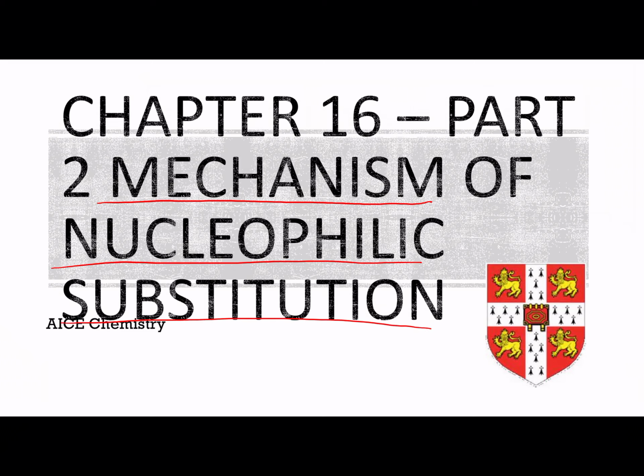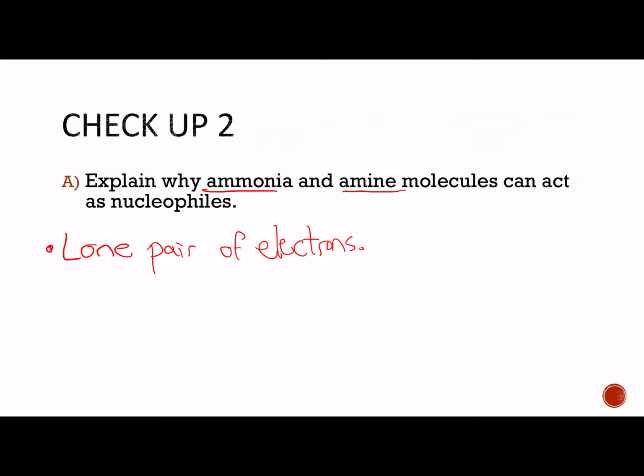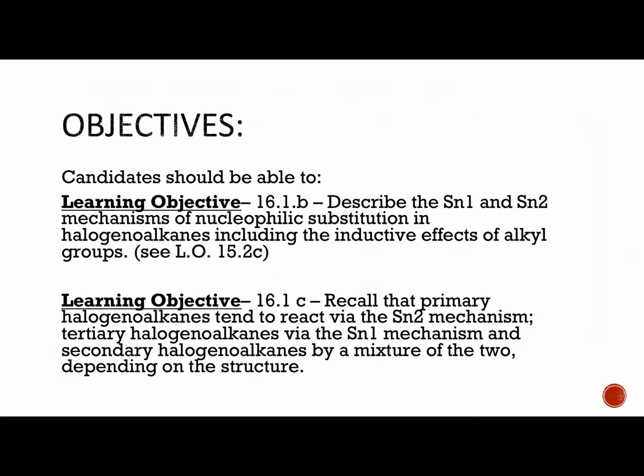Remember, with mechanisms, we are telling a story of what happens, what bonds break, what new bonds are formed, and in what order does this all happen. So looking at the same reactions, we are going to now look at the mechanism of nucleophilic substitution. And this is one of the major things that you would need to know in any Organic 1 class in college. All right, so let's take a look through the learning objectives.